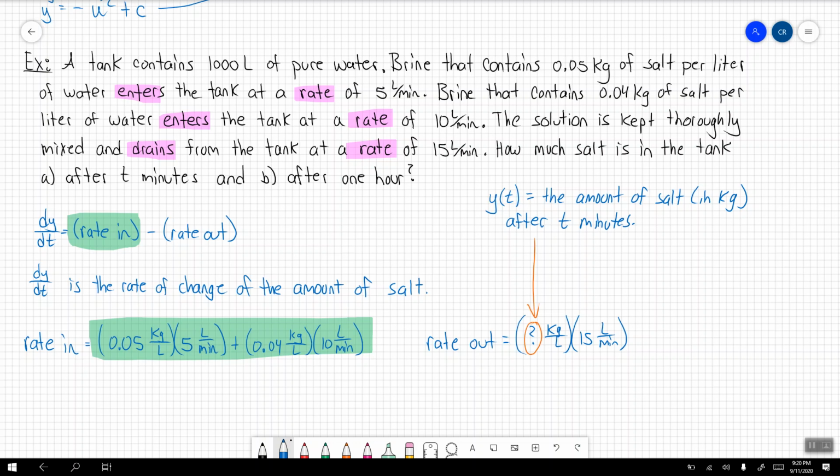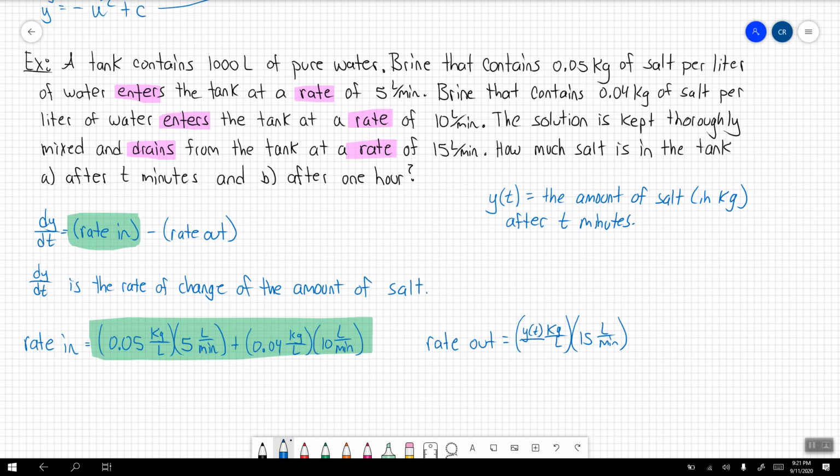Okay, now that we've extracted this, and we know what it is that we're looking for, we can go through the whole process and start piecing all of this together. So let's start identifying. The amount of salt in kilograms after t minutes, well, that we don't know. That's y of t. That goes here.